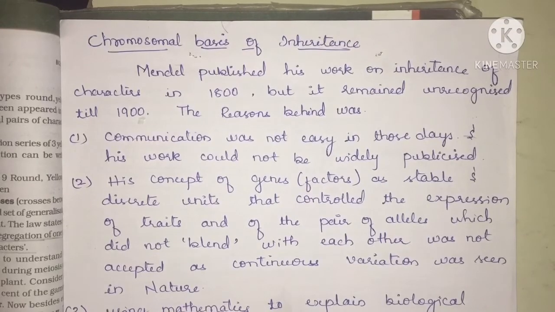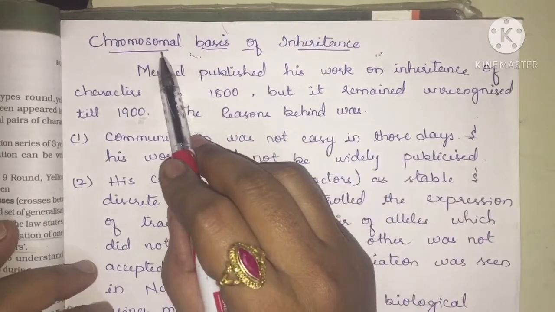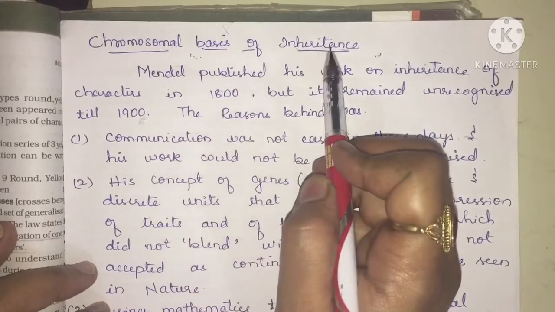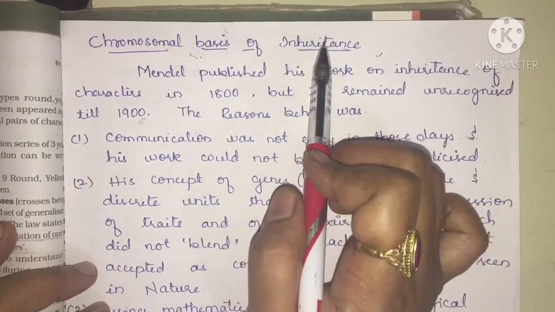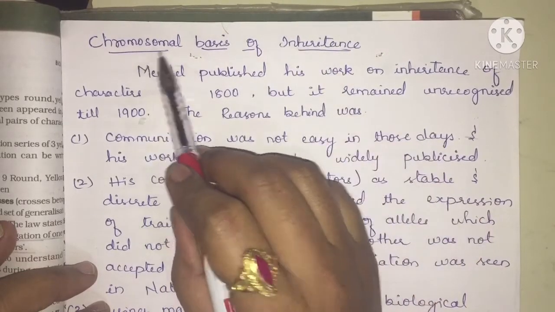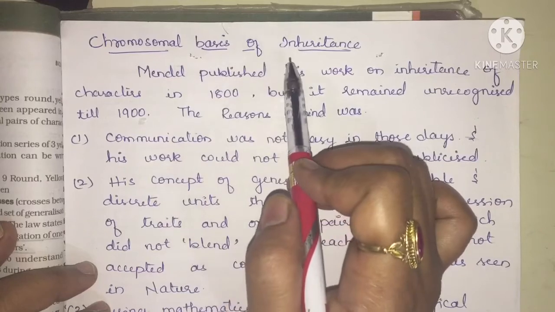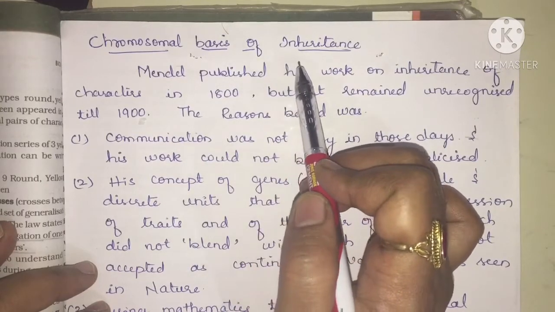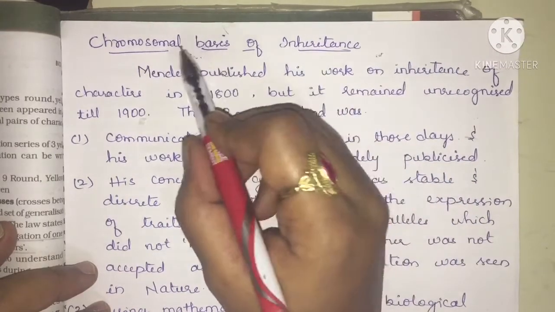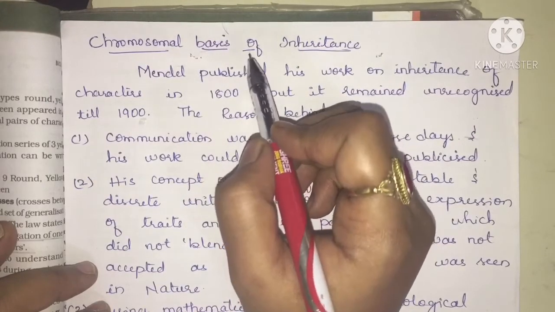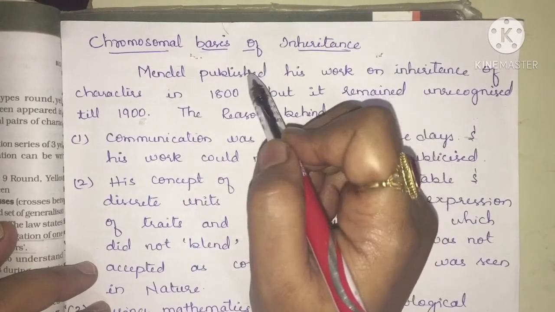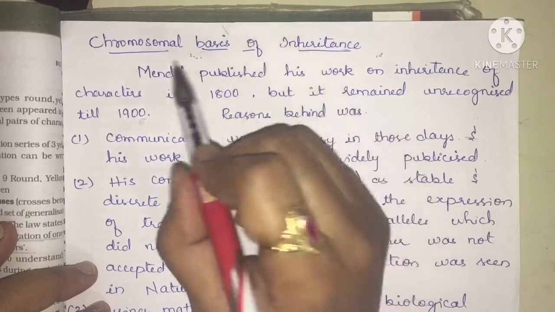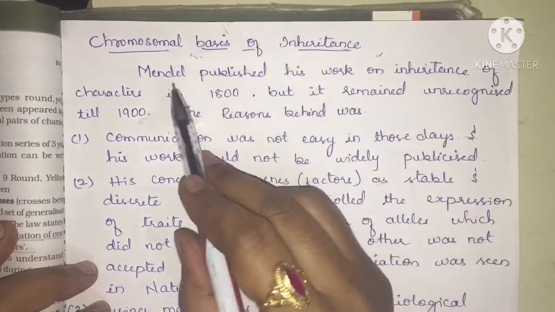Now, chromosomal basis of inheritance is what? Chromosomes are getting inherited. Till now we have discussed that Mendel has said that factors will get inherited from parents to offspring. What was the basis to give this theory? Chromosomal theory of inheritance was given on what basis? So those bases are here.